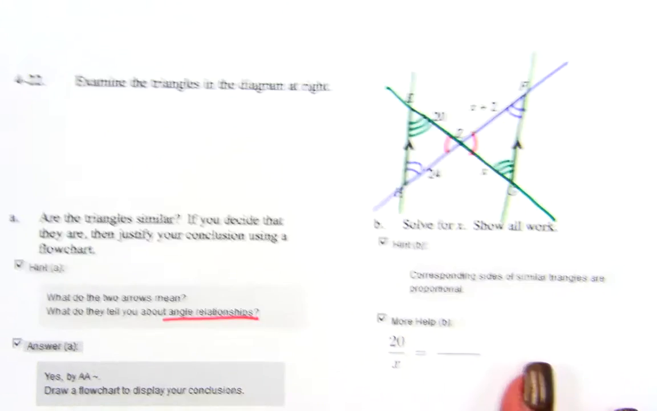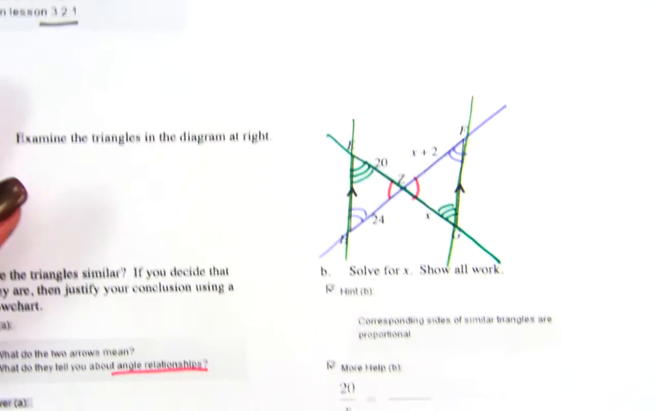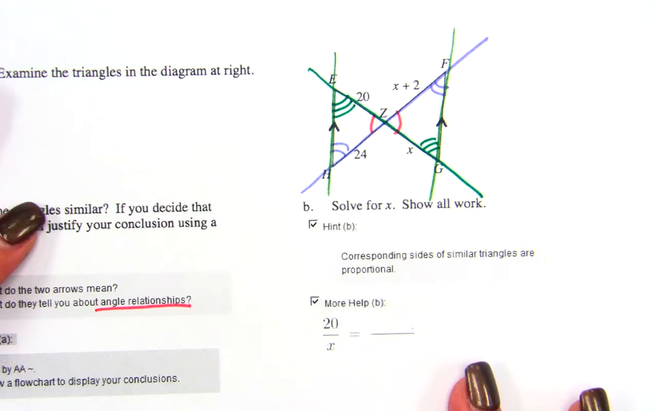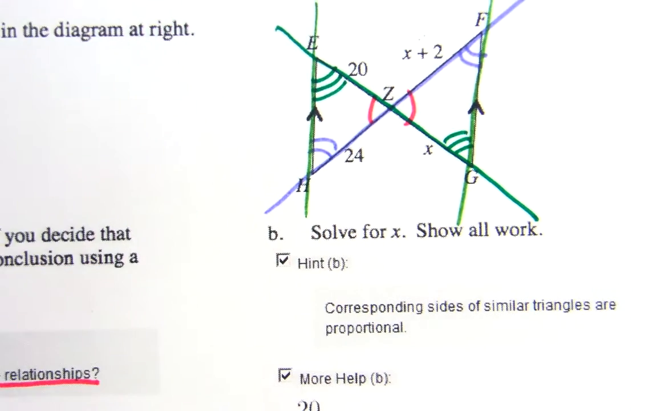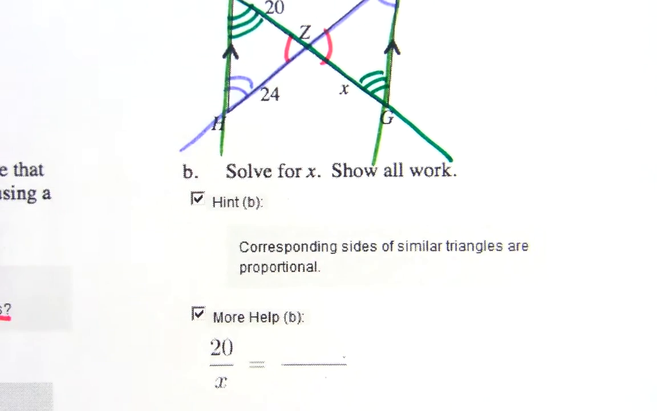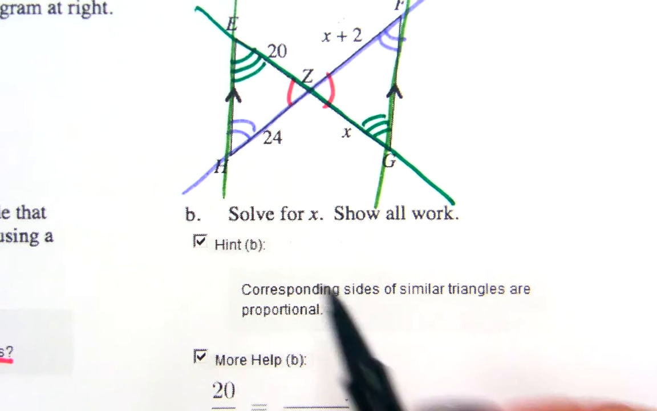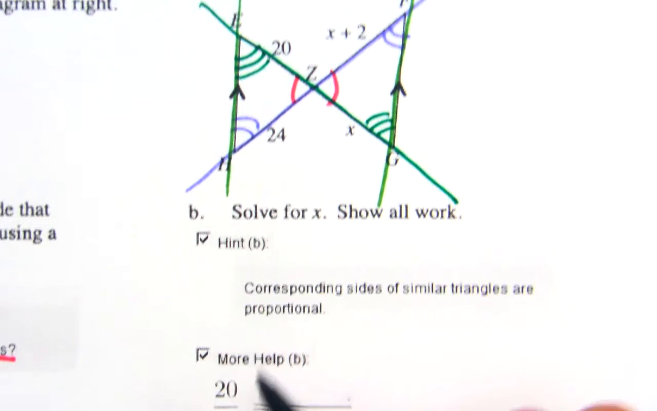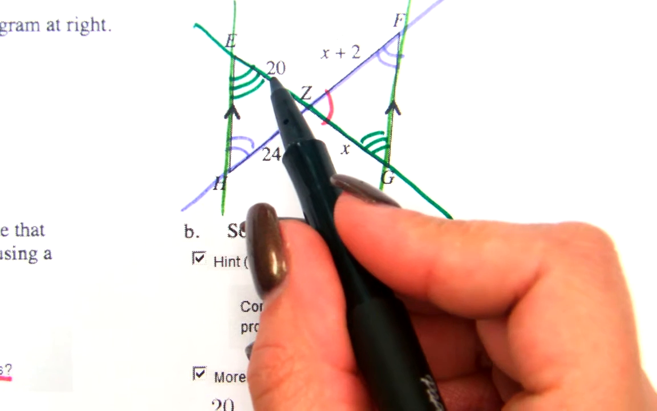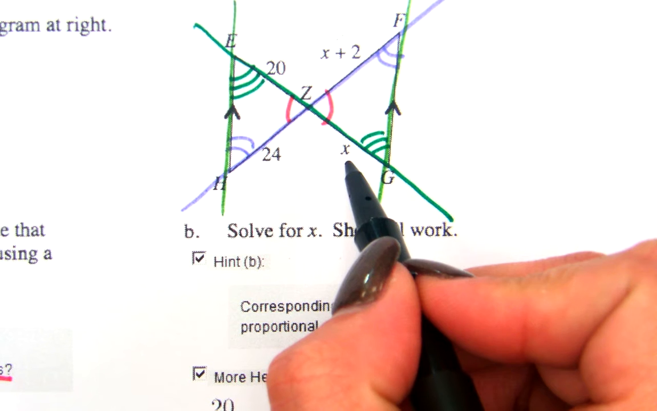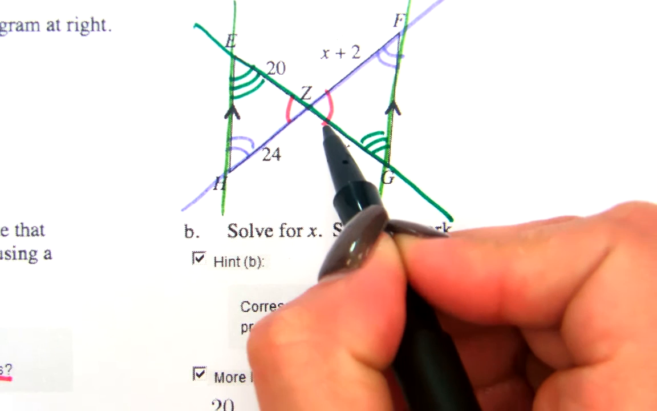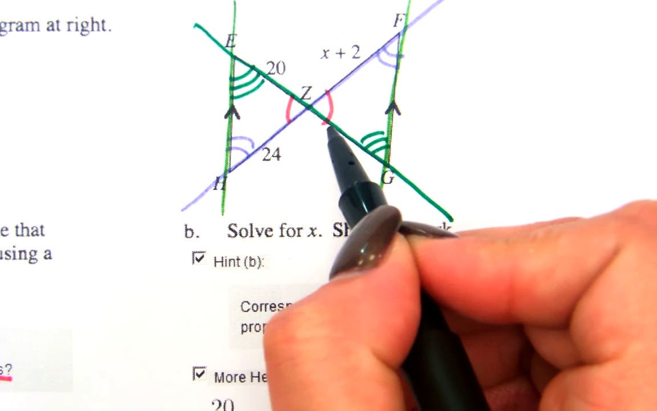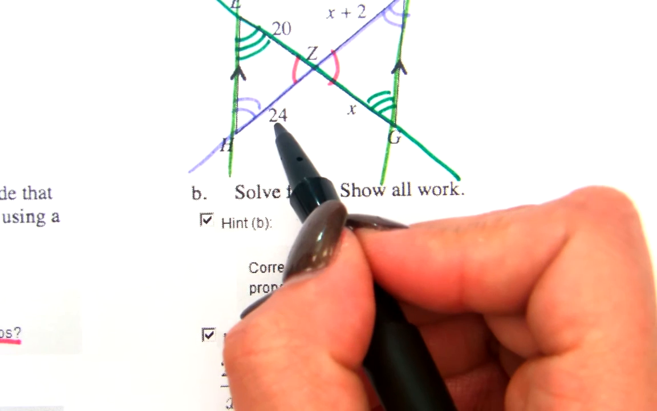Okay, and then lastly, since they are similar, you can set up a proportion for the sides. It actually helped that I did this in color, because now you can see which sides are supposed to correspond to each other. So if you have 20 over x, 20 comes from the triangle on the left, x comes from the triangle on the right. 20 is in between the green angle and the pink angle, x is in between the green angle and the pink angle. Okay, well that's fine. So now use the other side.